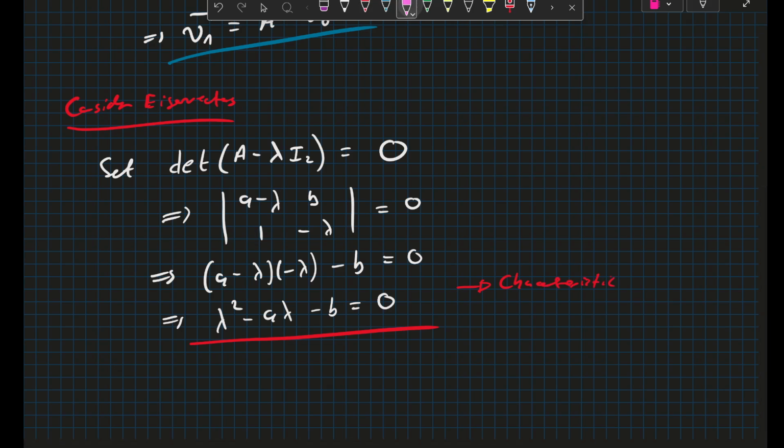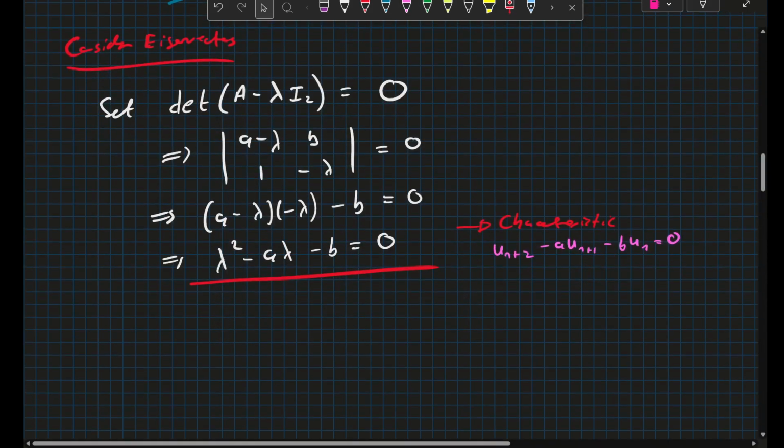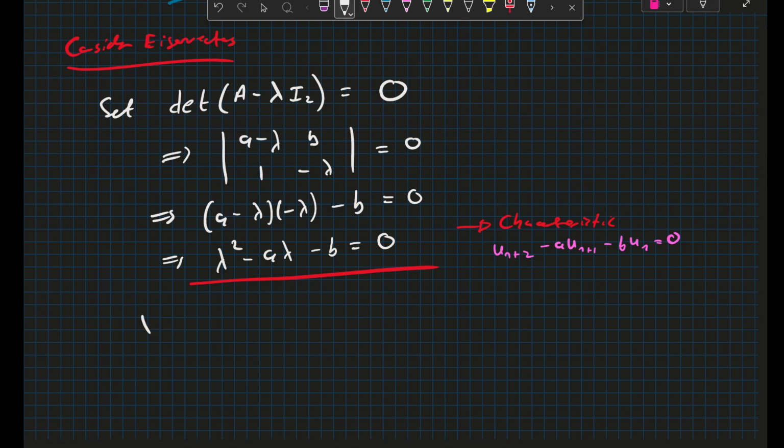Because if we rearrange, we're going to get un plus 2, take away a lots of un plus 1, take away b lots of un equals 0. So that's where that comes from. It's essentially skipping all the steps and arriving straight at this result. Okay, so we've gotten to that point. Now we need to define the roots. So we're going to define the roots as lambda 1 and lambda 2.